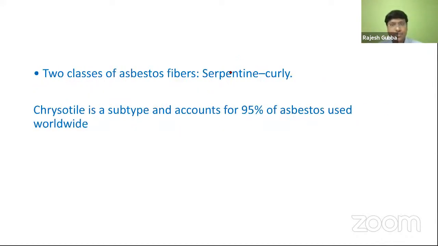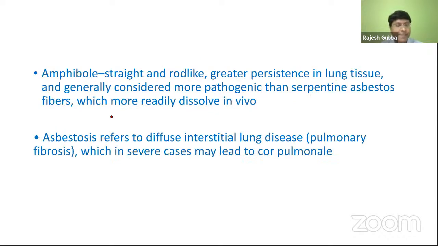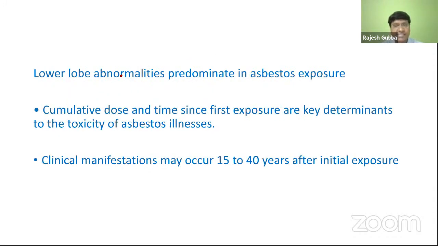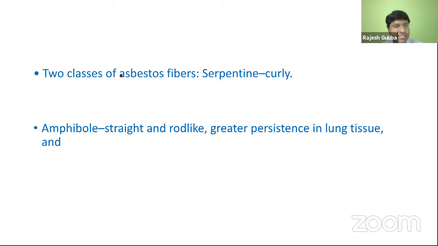So you see that. The serpentine form is curly, right? And the other one is the amphibole. The amphibole is straight and rod-like. So these are the two classes of the asbestos fibers. One is serpentine and the other one is amphibole.